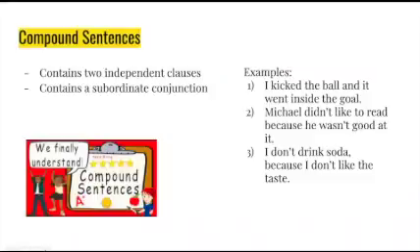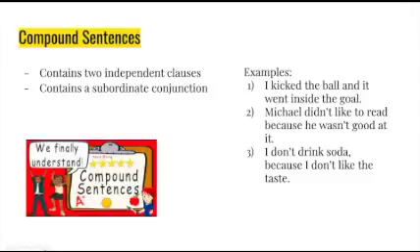Next, we have compound sentences, and these have two independent clauses. And to connect these two independent clauses, we have a subordinate conjunction in between. So the first example is, I kicked the ball and it went inside the goal. Here, the first independent clause is, I kicked the ball, and the next one was, it went inside the goal.